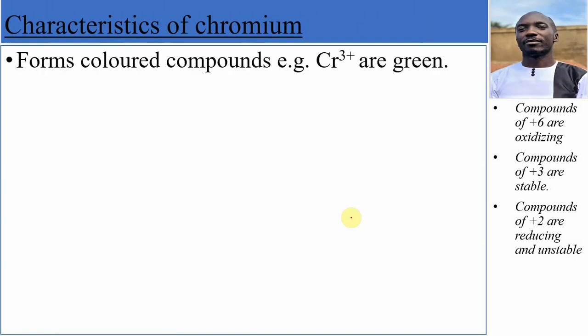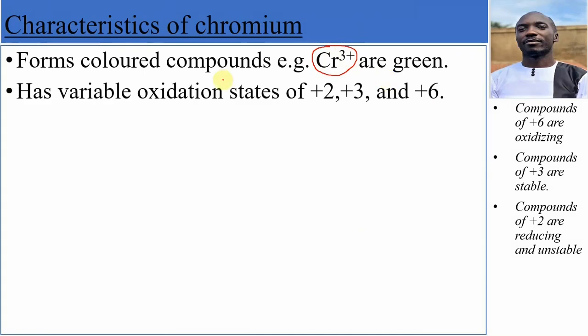One, it forms colored compounds. For example, chromium 3 compounds are green. In other words, they're not colorless.